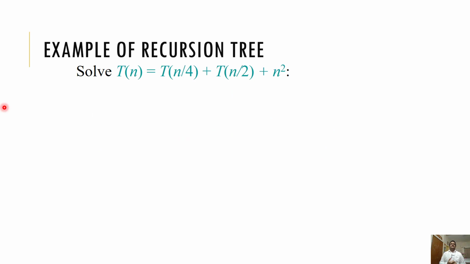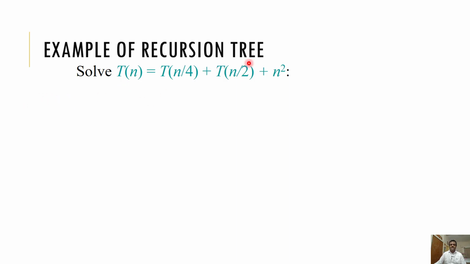So, let us take an example of a recurrence which we are going to solve using the recursive tree method. Suppose this is a given recurrence, Tn is equal to T(n by 4) plus T(n by 2) plus n square. Suppose we have an algorithm which gives us this type of recurrence in its time complexity Tn. Now, we need to solve it.